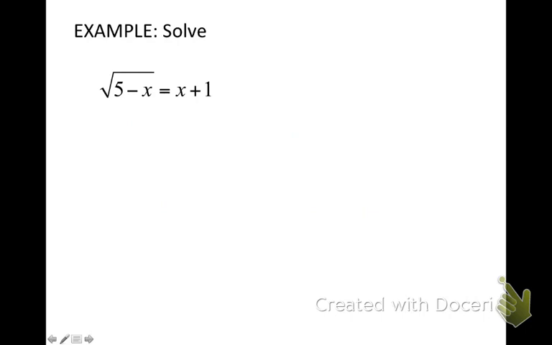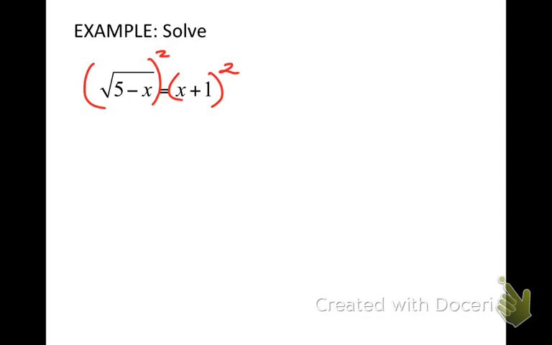All right, so equation number 2: the square root of 5 minus x equals x plus 1. Now I have two x's in my equation, one on the left and one on the right. This is where the fun comes into play. Is my square root sign isolated? Yes. So I can square right away. If I square the left side, then I must also square the right side.